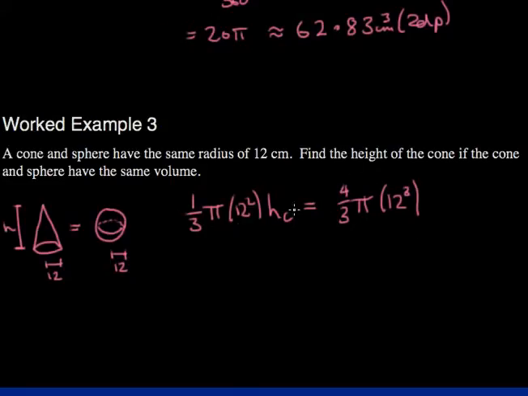To find the height of the cone is simply to make hc the subject of the formula. And I can cancel my pi out here, and the third. And actually 12 squared cancels with this 12 cubed to make 12. Overall I've cancelled quite a lot of stuff out here, but on this side I'm just left with hc, and on this side I'm left with 4 times 12, which is 48.